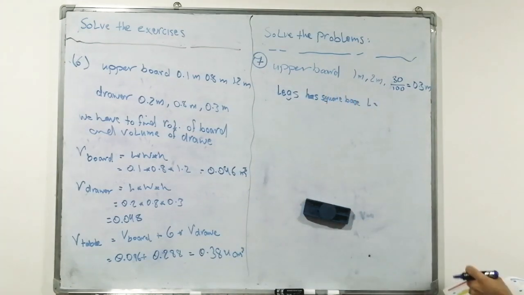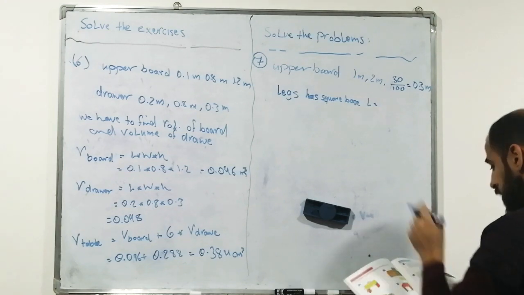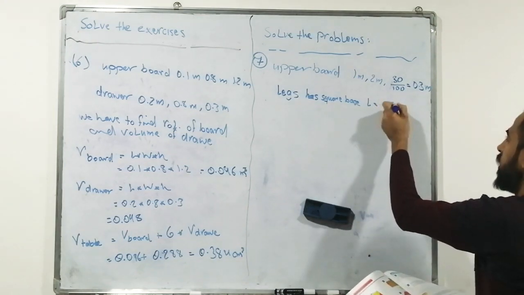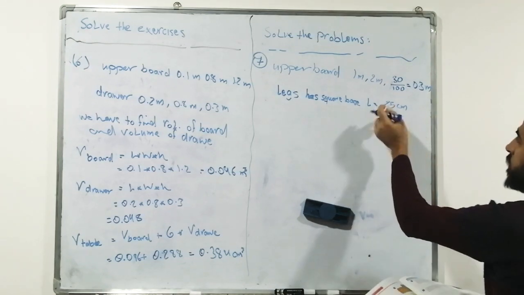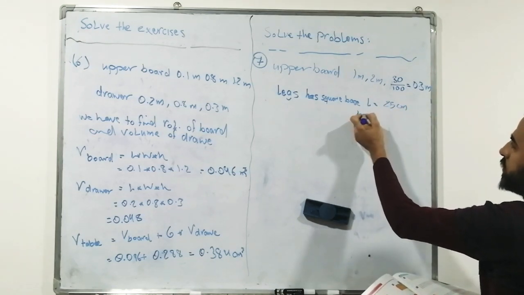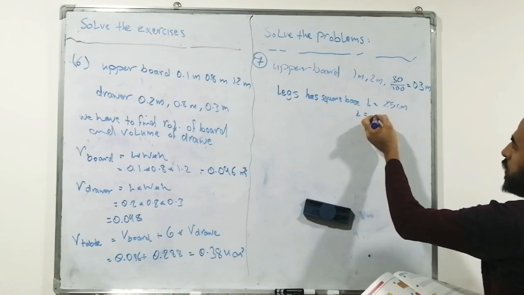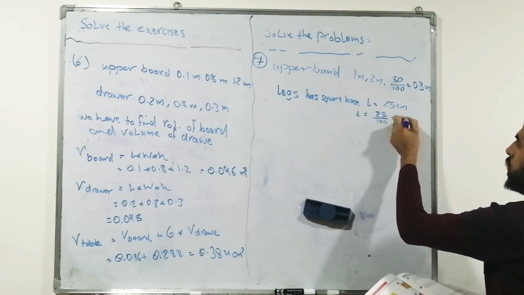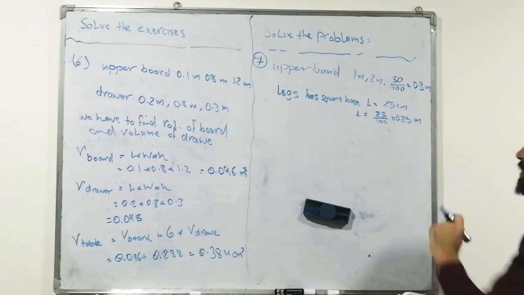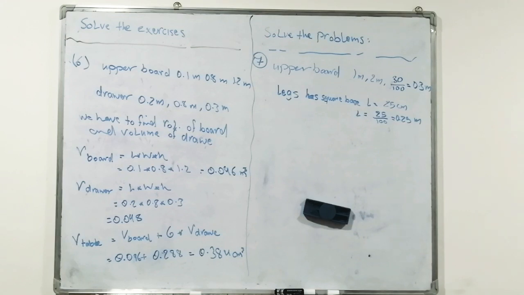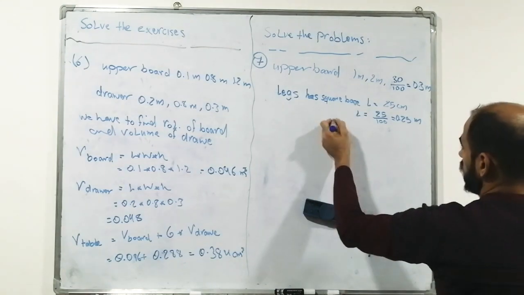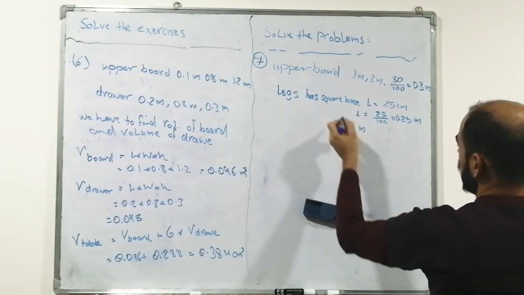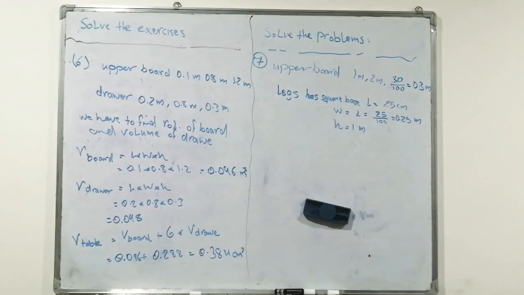The length of the square base of the legs is 25 centimeters. Also, we have to change it to meters. So L equals 25 over 100, so 0.25 meter is the dimension of the length of the square base of the legs. And the height of the leg equals 1 meter. Here we have the length equal to the width, which is 0.25.